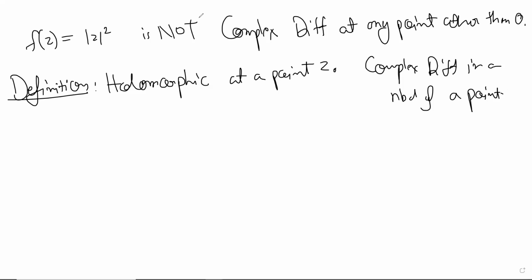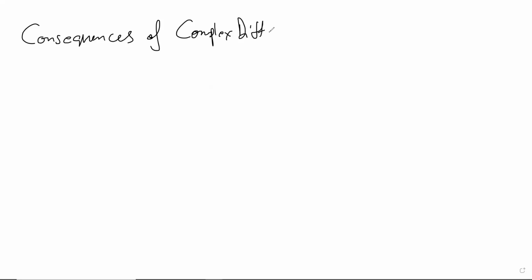Now let us quickly come back to complex differentiation and look at a few consequences. They will basically form our necessary conditions. So, consequences of complex differentiability. Till now I'm just keeping it at a point.